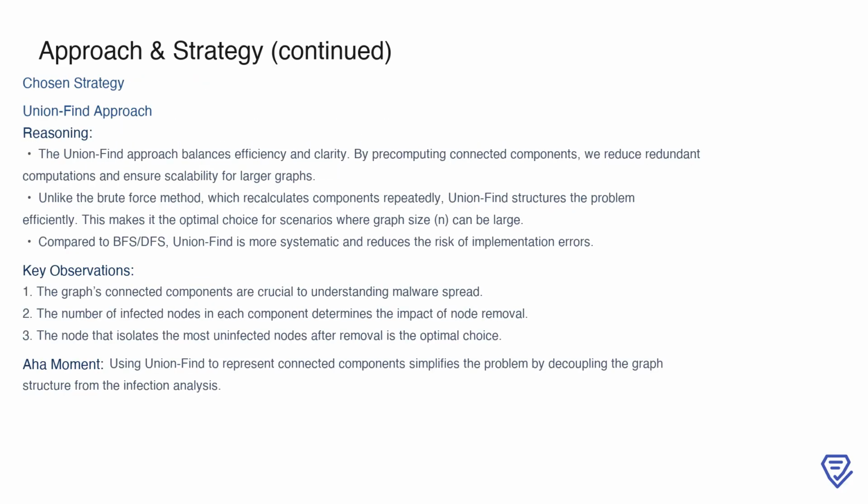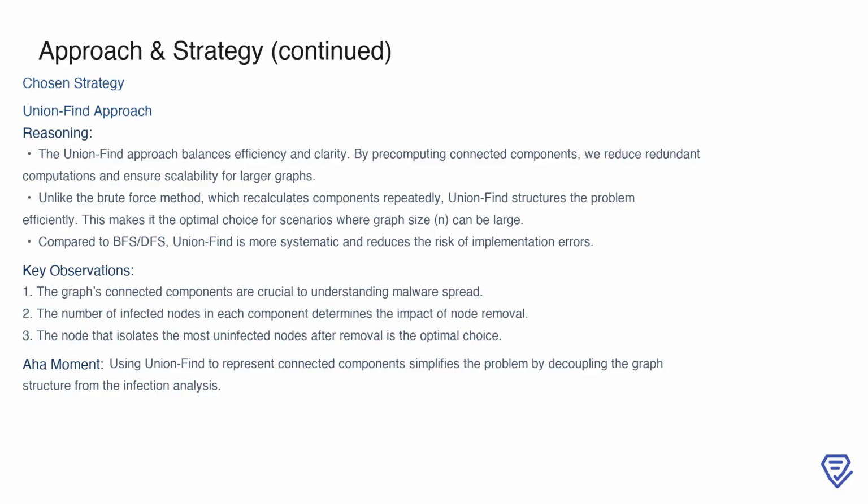Among these approaches, the union find method stands out as the chosen strategy. Its balance between efficiency and clarity makes it well suited for this problem, especially when dealing with larger graphs. By pre-computing connected components, we minimize redundant computations, which is a significant advantage over the brute force method. Union find structures the problem efficiently, ensuring that the graph's connectivity is represented in a systematic way, reducing the likelihood of implementation errors compared to dynamic methods like BFS or DFS.